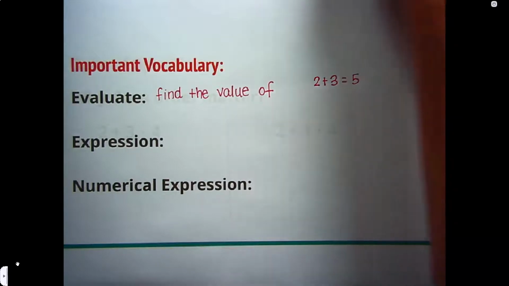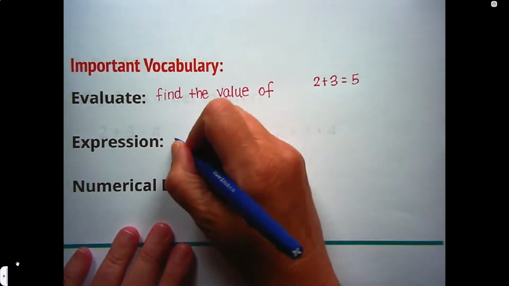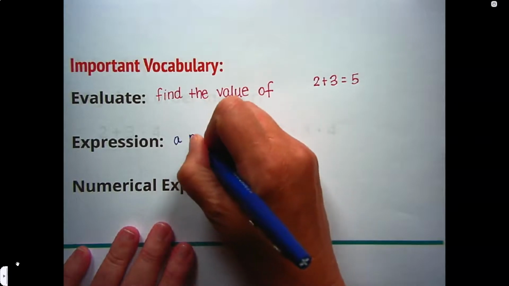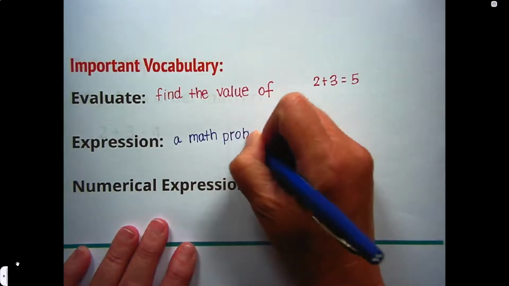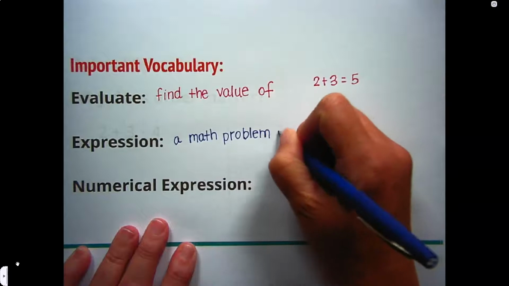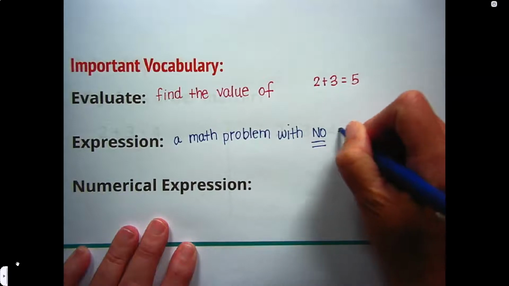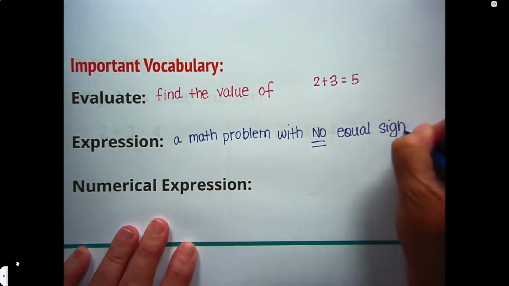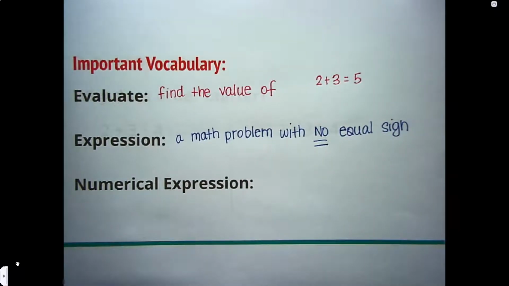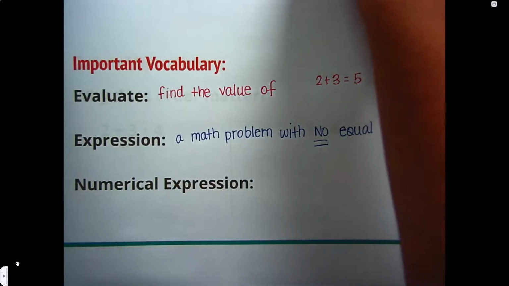Now, the second word here is the word expression. An expression is a math problem with no equal sign. So when you see a math problem that does not have an equal sign, that is an expression. And we are going to evaluate or find the value of these expressions.